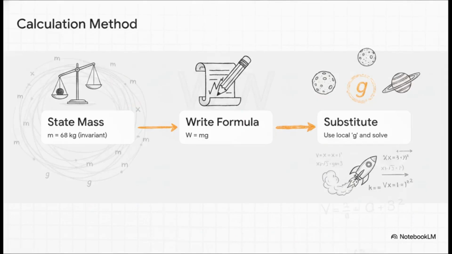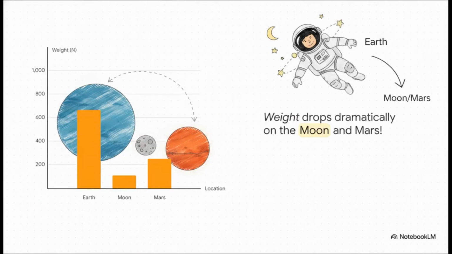Now, this brilliantly illustrates the totally foolproof method for these types of multi-step problems. Step 1. Explicitly state your given invariant mass. In this case, m equals 68 kilograms. Write it down right away so you remember it doesn't change. Step 2. Write out your formula. W equals mg. Boom, you've just secured your method marks. Step 3. Systematically substitute the local g value for each celestial body and solve it out. Let's see what happens when we do that.